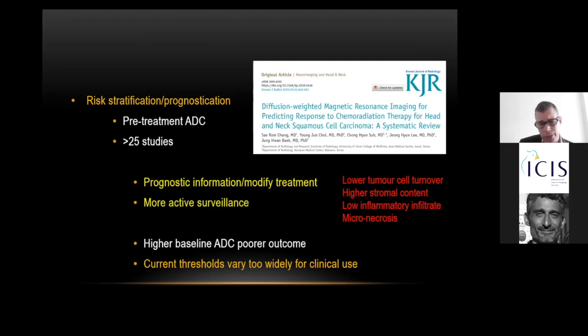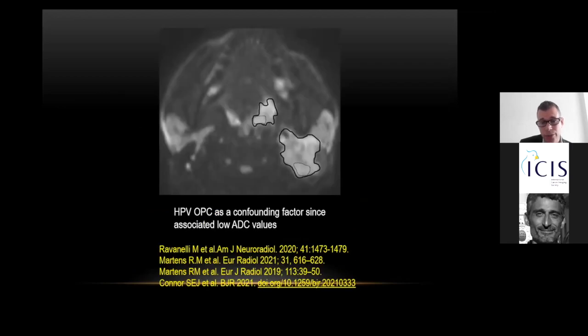And it's generally been shown, although certainly not universally, that a higher baseline ADC has resulted with a poorer outcome. And this may be due to different histopathological makeups, such as a lower tumor cell turnover, higher stromal content, lower inflammatory infiltrate, and micronecrosis in these tumors with a higher ADC value, which may consequently make them less responsive to treatment. However, again, thresholds do vary widely, and it's difficult to apply for our clinical use.